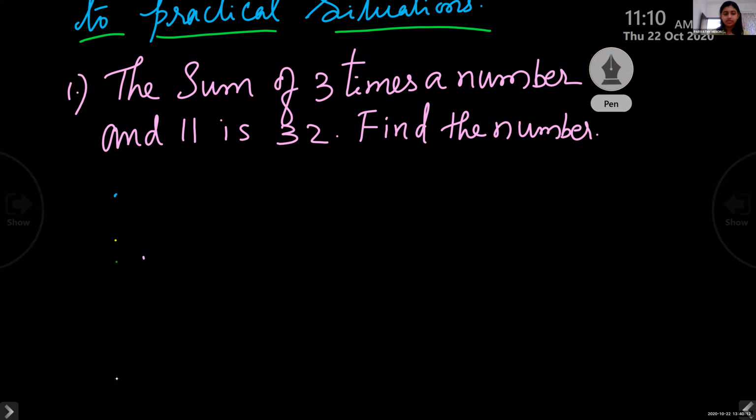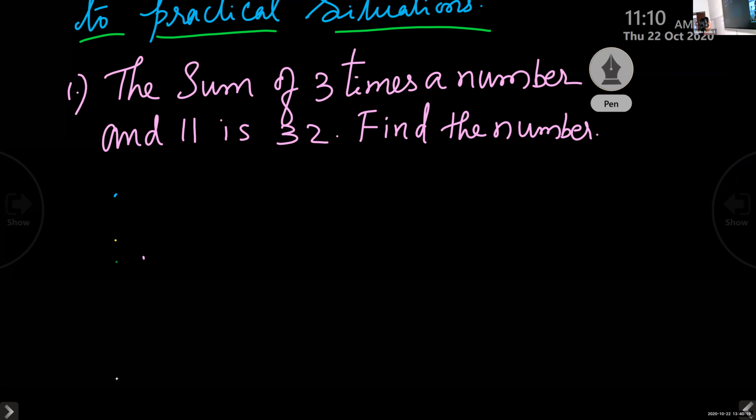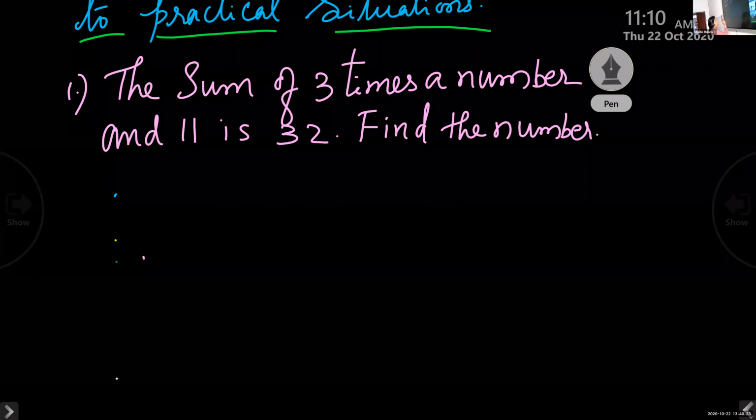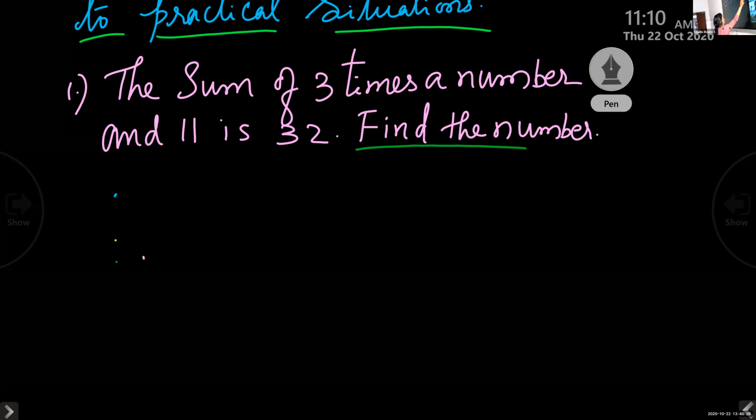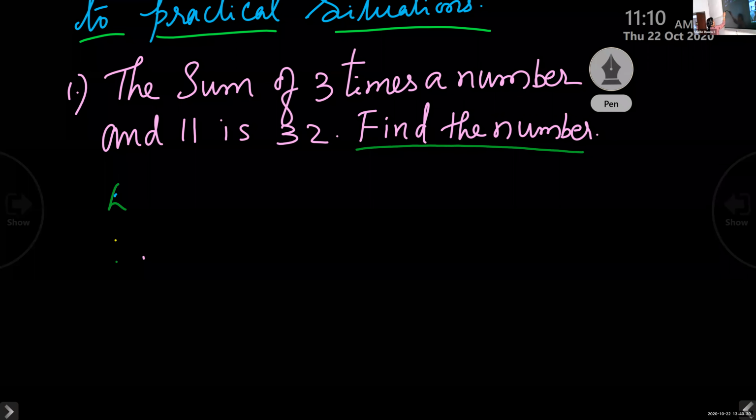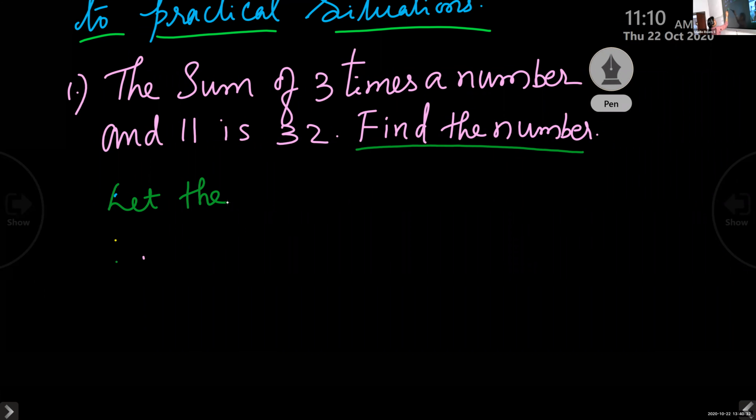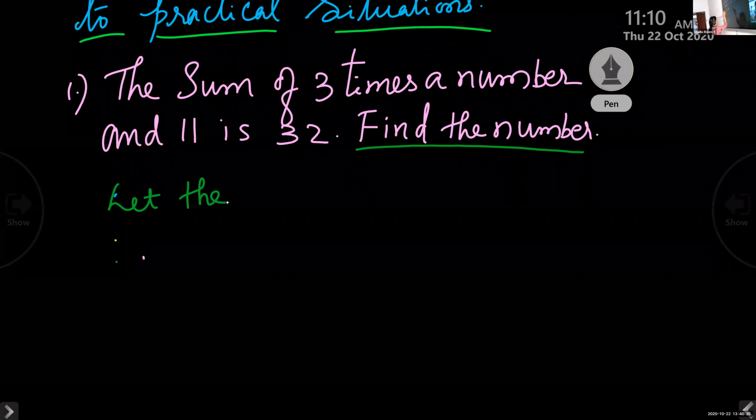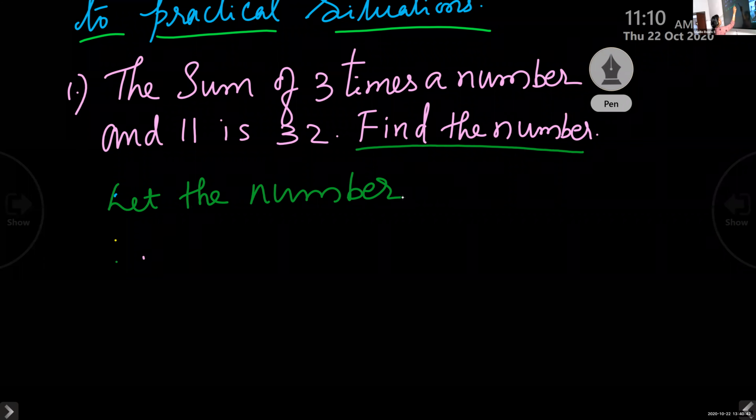Ma'am, 7. Yes, 7. Very good. 3x plus 11 is equal to 32. So first thing you have to do is check what is asked. What is asked? Find the number. So write, let the number be x, or y, or any letter you want. Let the number be x. We'll take x first.